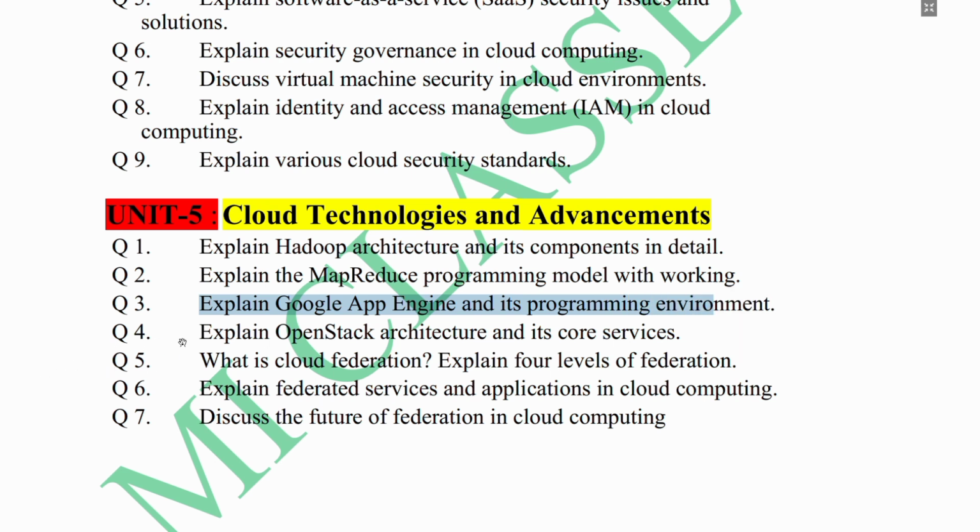Another question is: explain OpenStack architecture and its core services. Another question is: what is cloud federation? Explain four levels of federation. Another question is: explain federated services and applications in cloud computing. Another question is: discuss the future of federation in cloud computing.